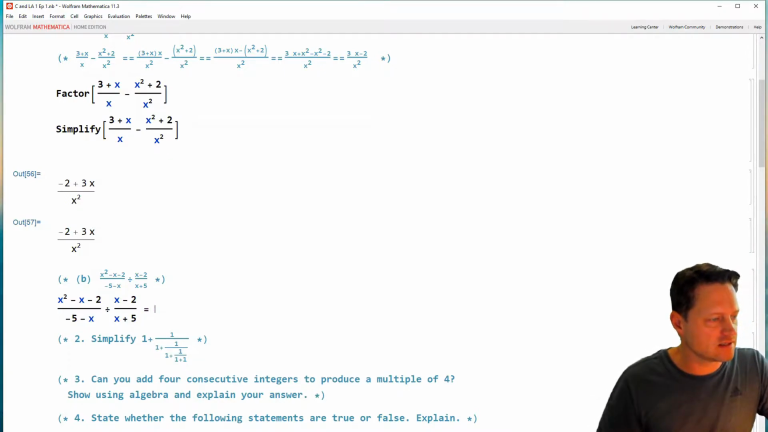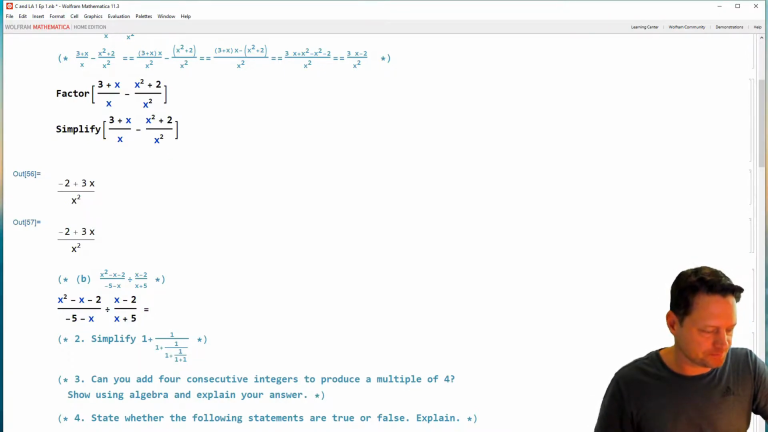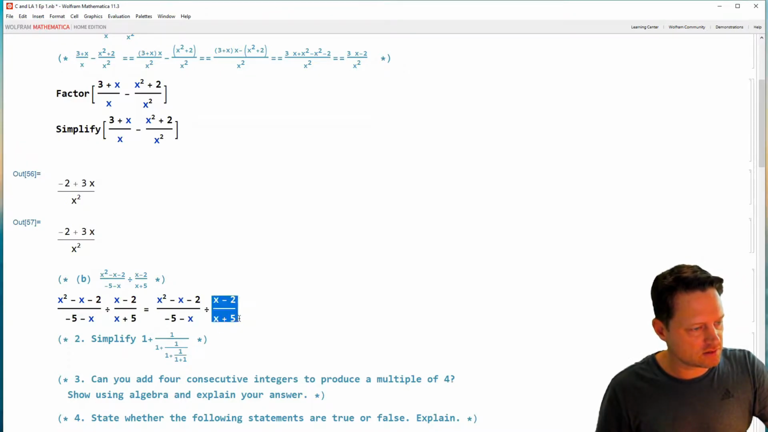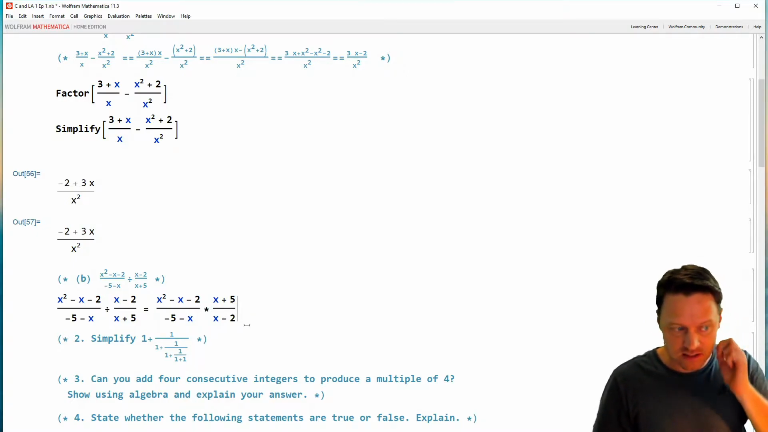So this is the same as, now I've got a division sign here, so what I need to do is invert this fraction. Okay, so I'll do so by swapping the numerator and denominator there. So that was x minus 2 there, and then now I have a times, but I'll use an asterisk because it's easy to type.